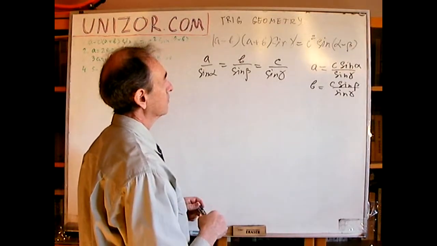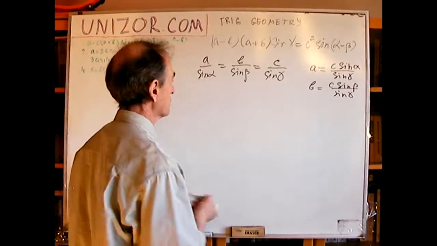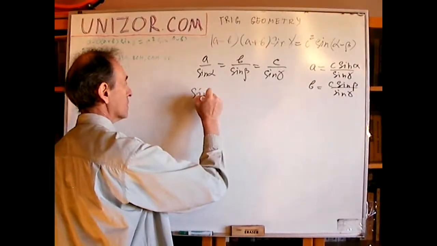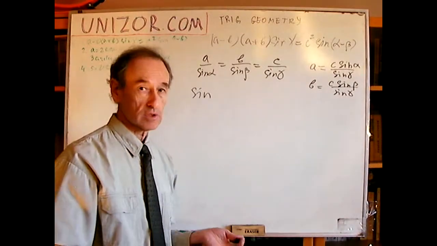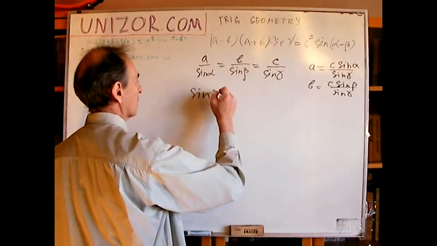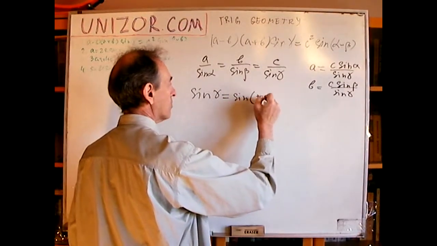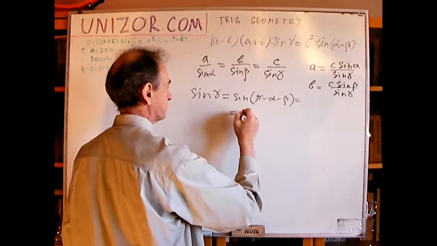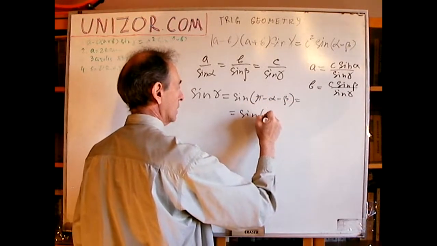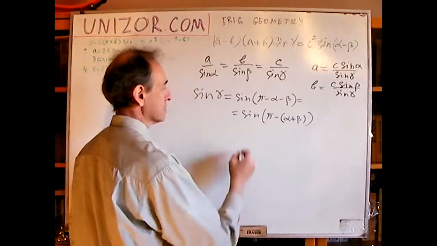Now, also, I have to mention another interesting property. You know that the sum of angles in any triangle is 180 degrees, right? Pi. So, sine of gamma is equal to sine of pi minus alpha minus beta. Let me write it differently, right? Which is the same thing.